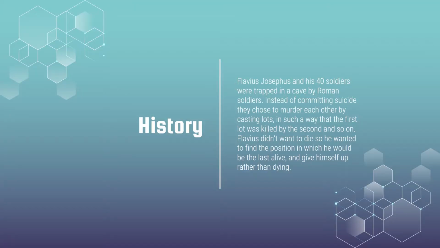So the Josephus problem comes from Flavius Josephus and his 40 soldiers that were trapped in a cave by Roman soldiers. Instead of committing suicide because they didn't want to be captured, they chose to kill each other by casting lots because murder is a repentable sin and suicide was not. Josephus didn't want to die, and so the problem kind of originates with what spot does Josephus stand in so that he isn't executed and he's the last one left alive.